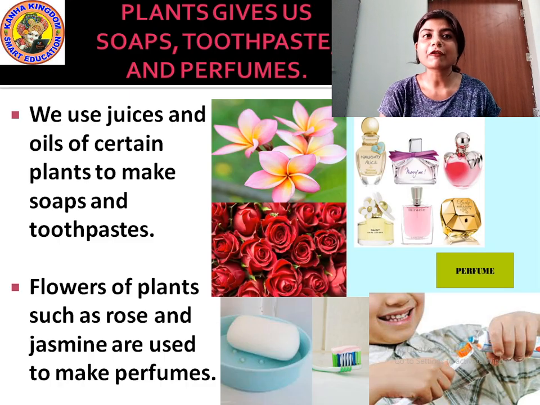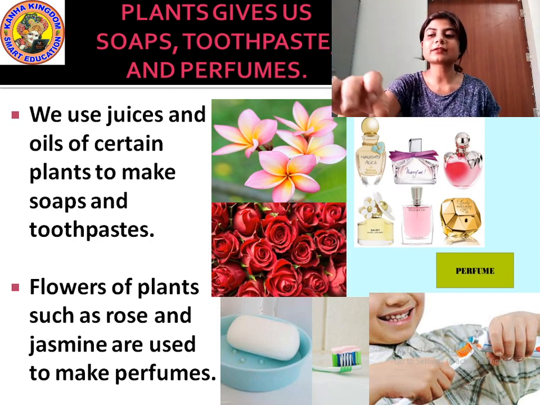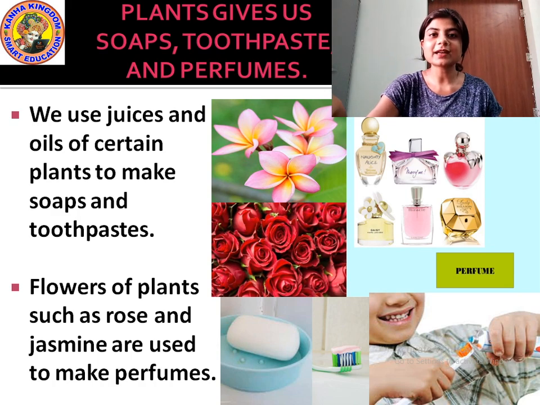Flowers of plants such as rose and jasmine are used to make perfumes. The perfume that you apply on your body is made from the flowers of the plant. The flowers that smell very good are plucked and used to make perfume, so that it gives us a fresh and good smell. Understood? So, what are the different kinds of things that plants give us?